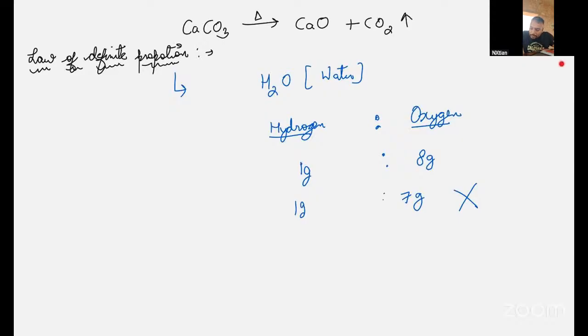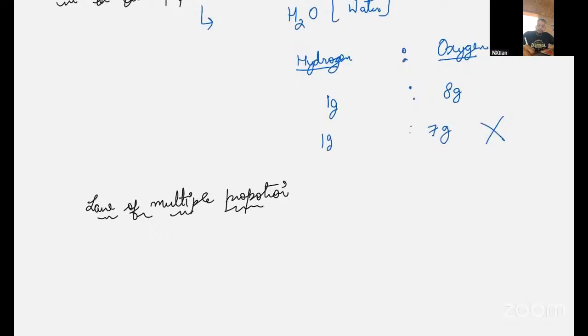Now, the next law is the law of multiple proportion. And I will give you a trick also. From this time on, I will give you a lot of tricks. How to get the ratio? You know how to get the definite proportion ratio?